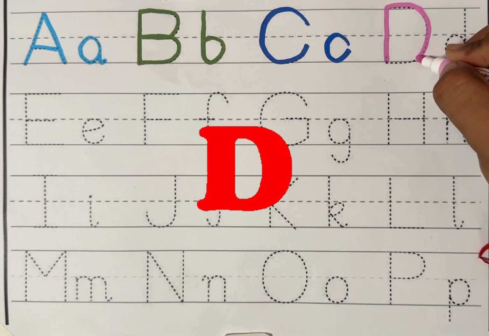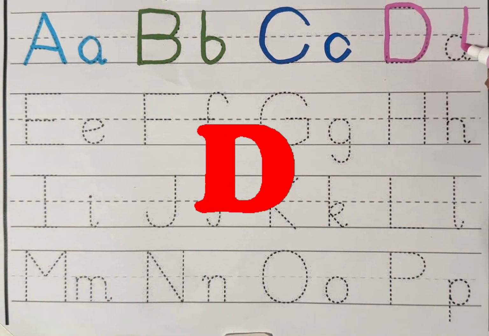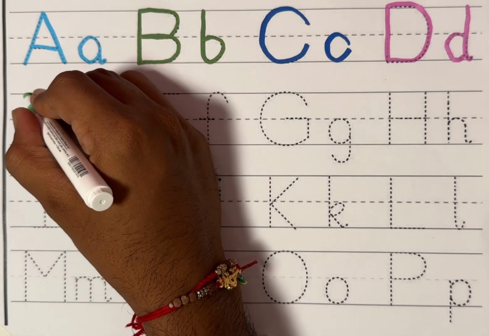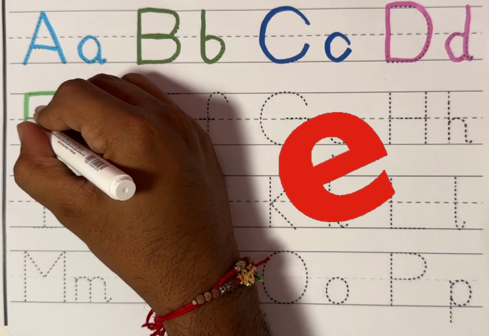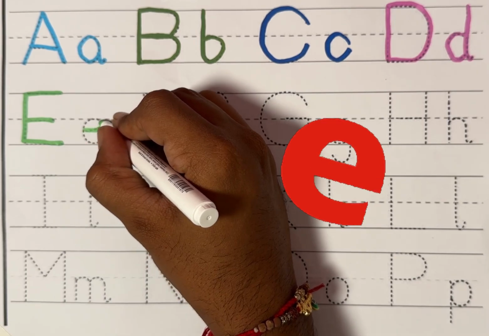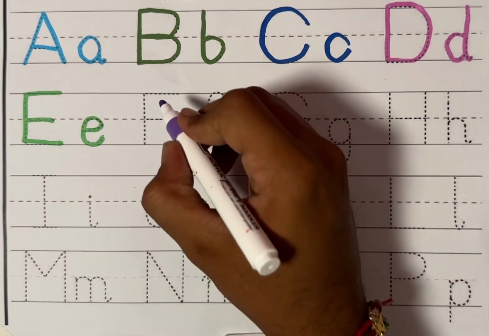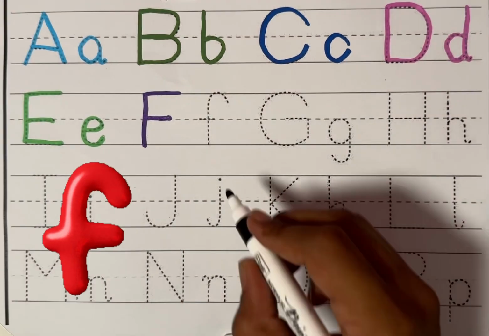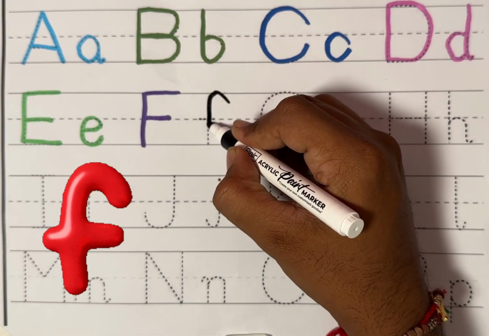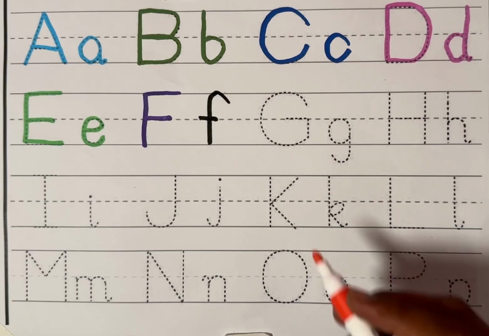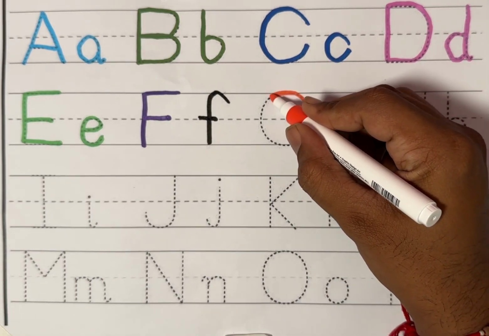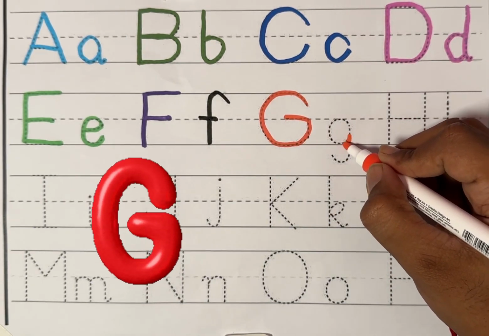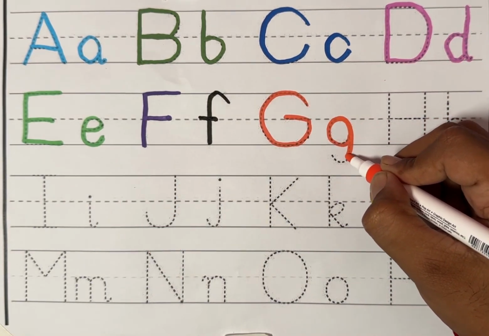D for dog. E for eel. F for frog. G for goat.